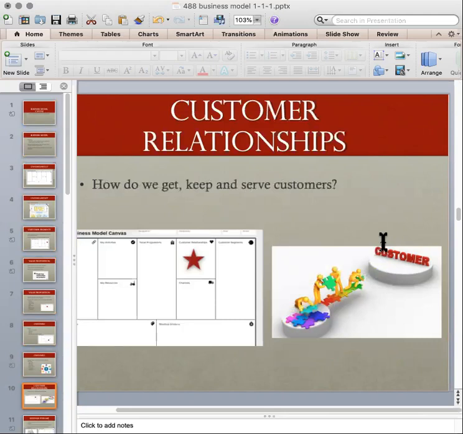The customer relationships building block describes the type of relationships a company establishes with its customer segments. A company should clarify the type of relationship it wants to establish with each customer segment. They can range from personal to automated and may be driven by motivations such as customer acquisition, customer retention, and boosting sales or upselling. Basically, it all centers around how do we get, keep, and serve customers.